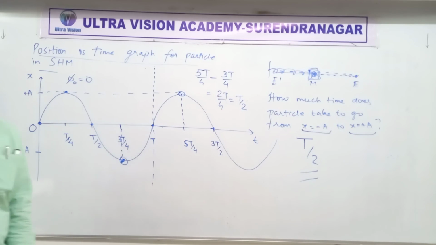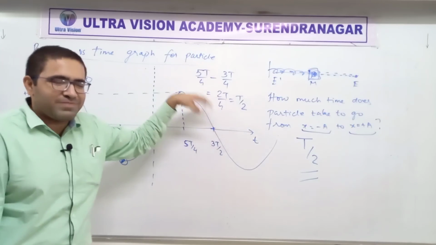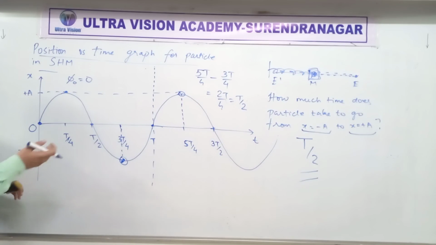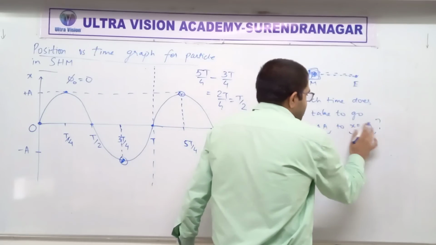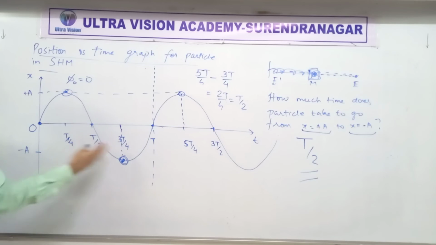Okay. Some of you would have done it using intuition also, no problem. There is no need to do maths every time, right? The answer is right. It will take T by 2. You could also think how much time it takes to go from plus A to minus A. Then also you will see that easily. From here to here, T by 2. Okay?